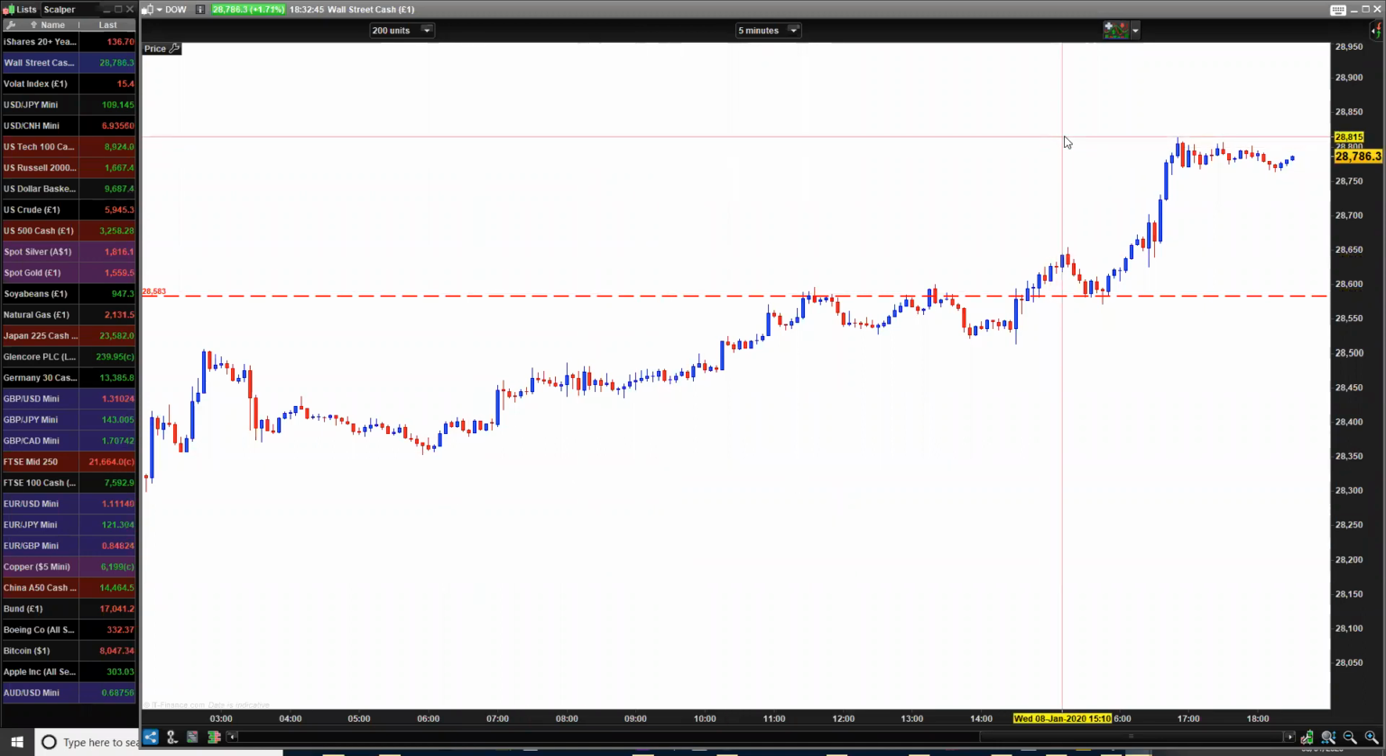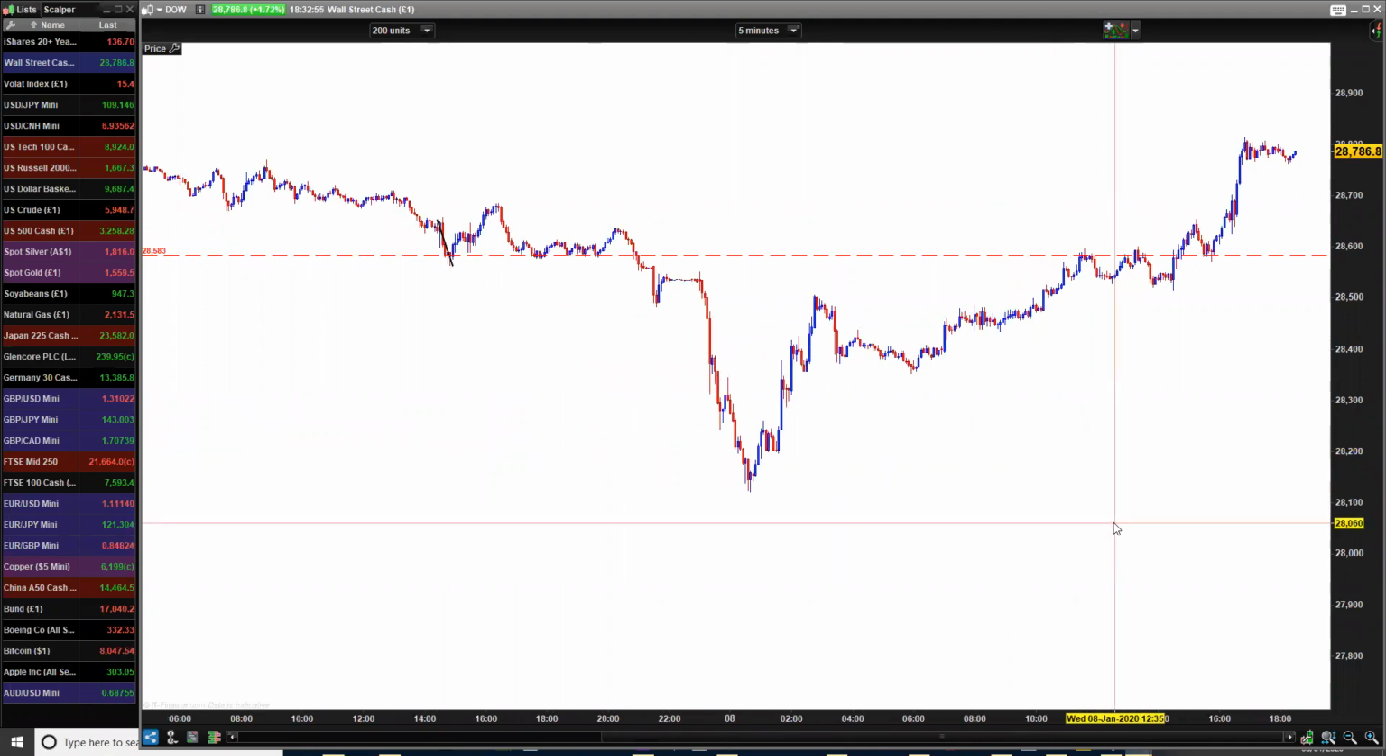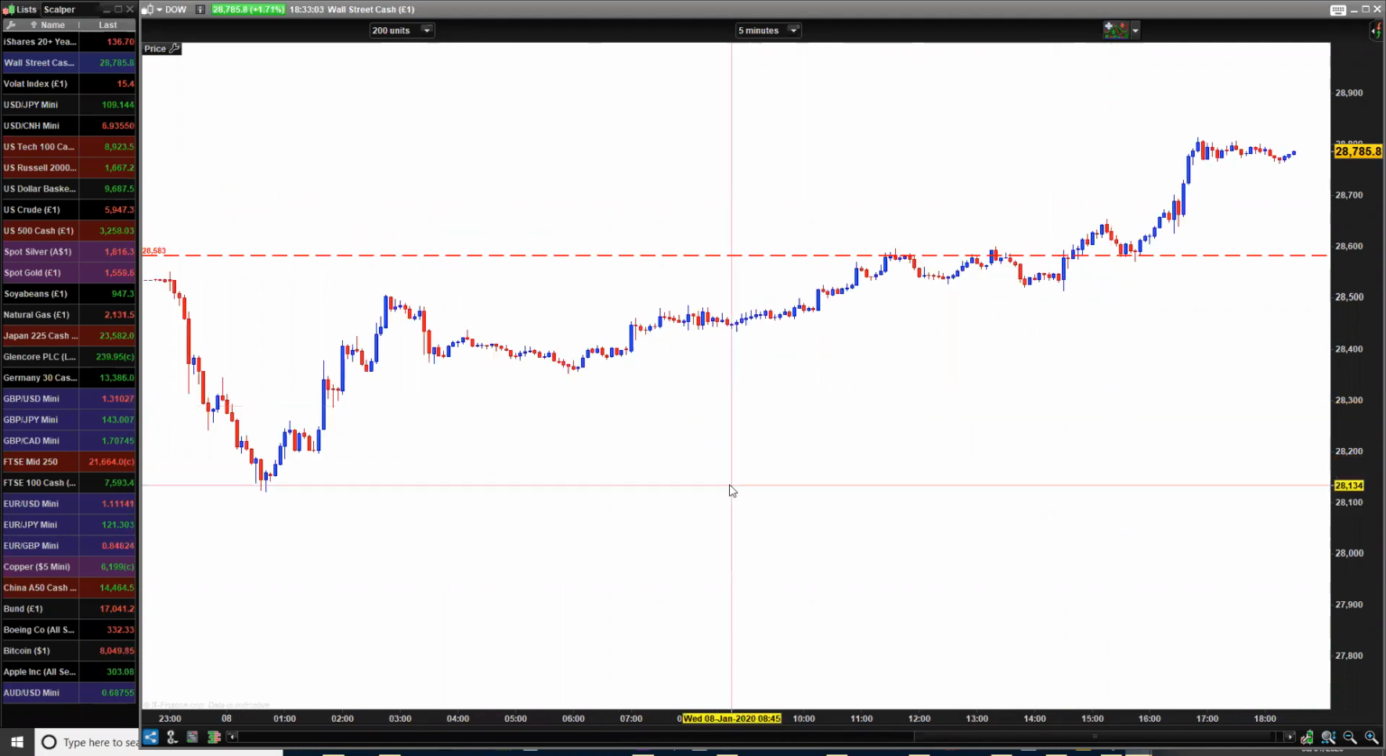Okay, so if we break that 815, who knows, we could go to 29,000. That is looking good at this stage. So, not chasing the market, certainly not trying to look for any sell signals on a day like today, and using volume and gaps to confirm.